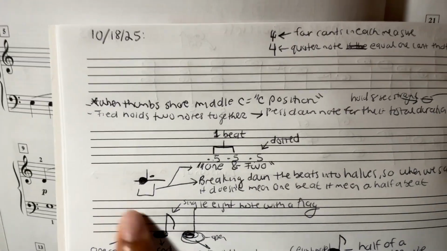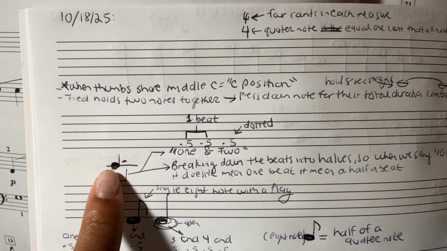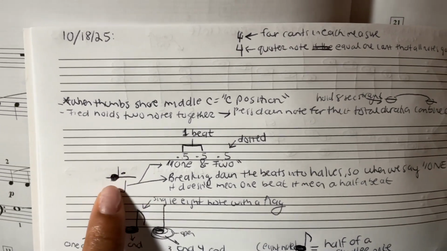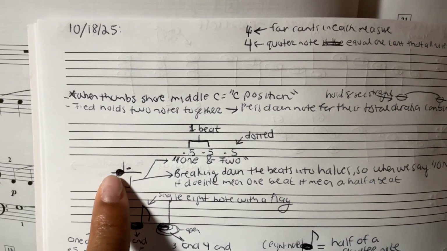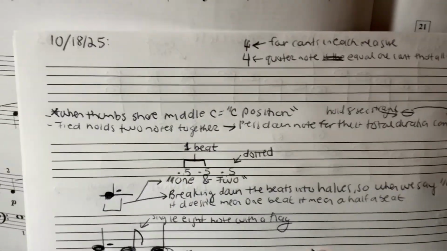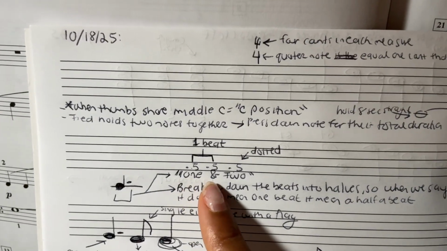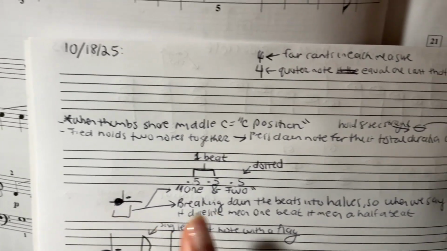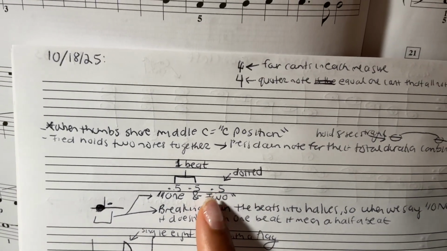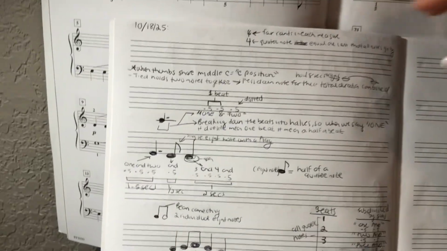So this is a quarter note, which is worth 1 beat, and so half of 1 is a half, so this would represent 1.5. So when you say this, it would be 1 and 2. See over here, 1 and, representing the 1 beat, and then a half a beat, 2. So essentially that's how I understand it.